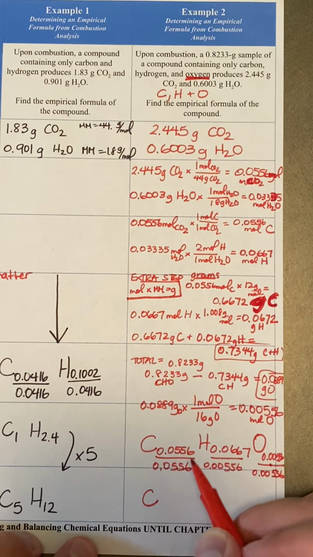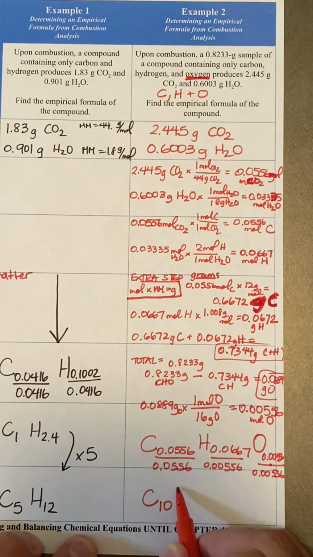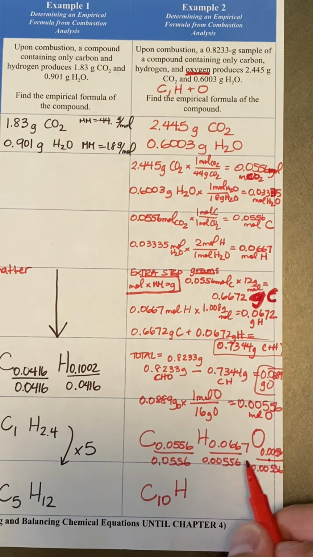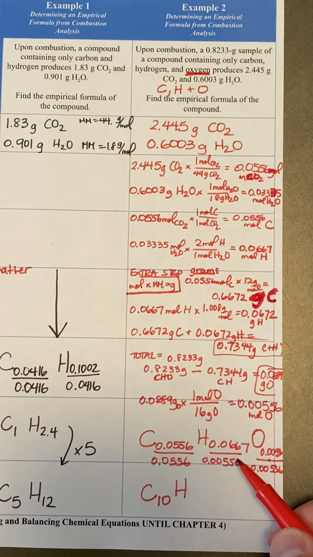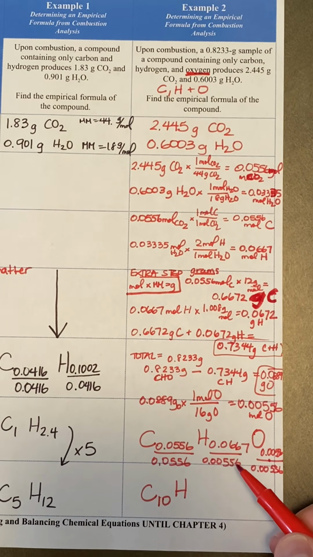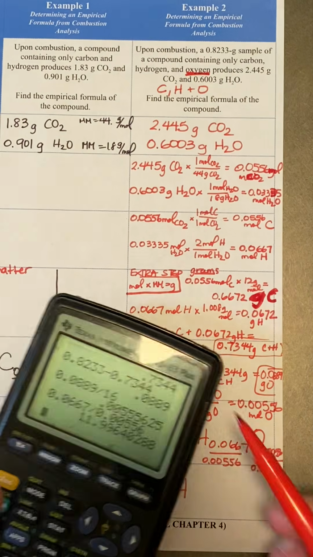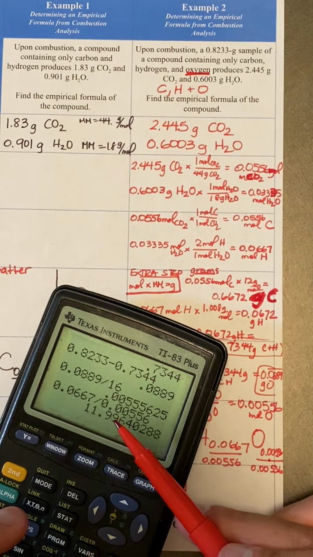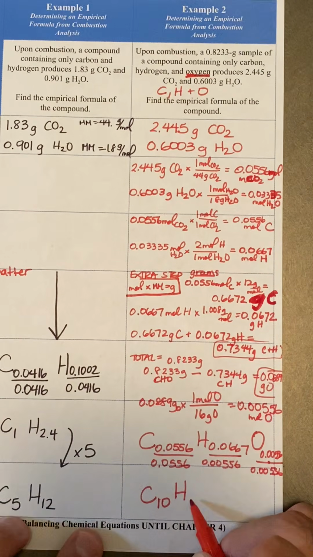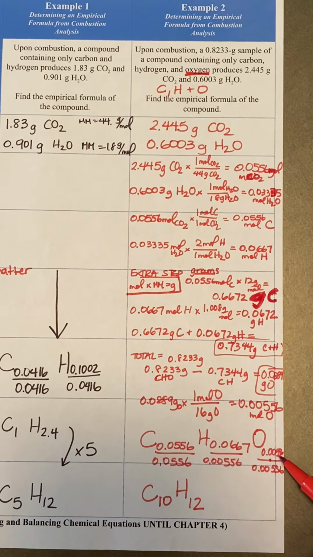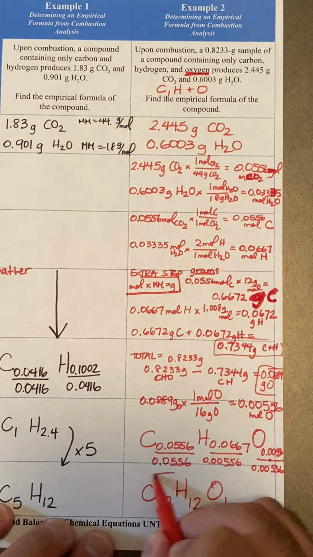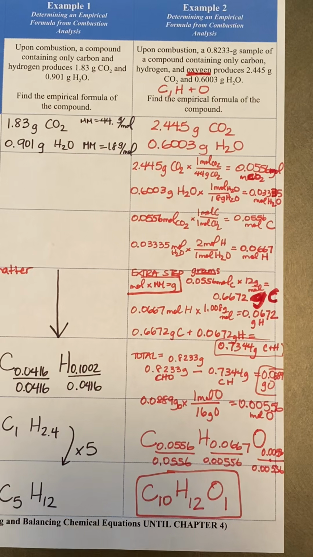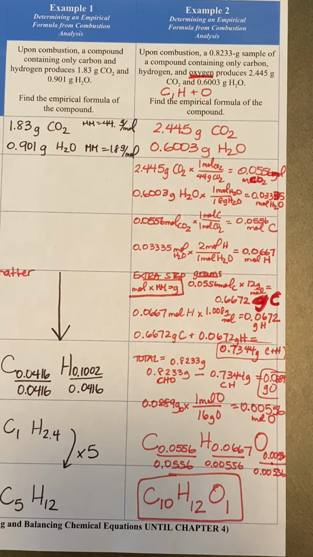If I do this math correctly, 0.0556 divided by 0.00556 becomes 10. If I divide these two correctly, 0.0667 divided by 0.00556, I get 11.99, which easily rounds to 12. And then if I divide 0.00556 by 0.00556, I get 1. And this is the empirical formula for example 2. This is the last example in our lecture notes. This is the correct answer that they have in the textbook.